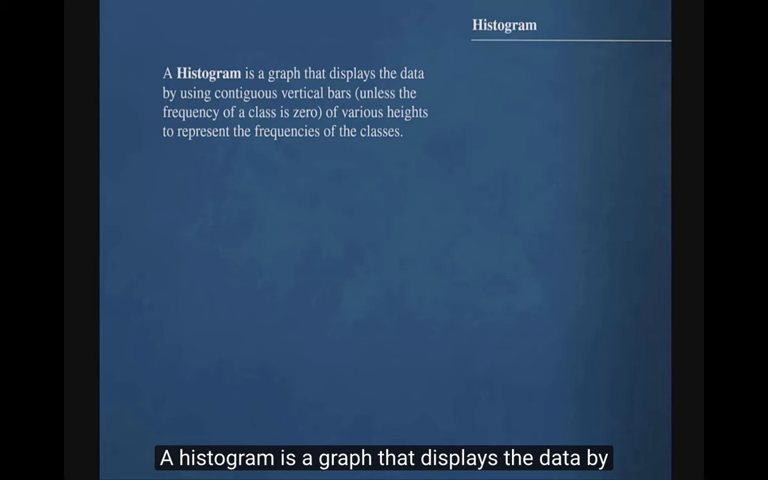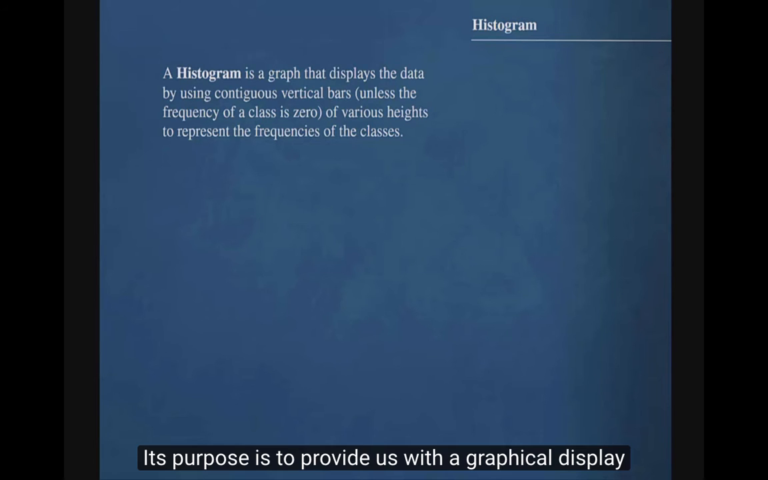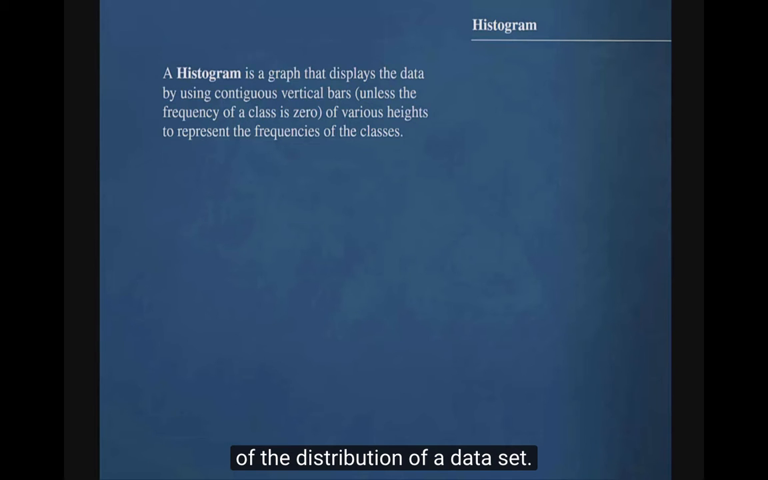A histogram is a graph that displays the data by using contiguous vertical bars, unless the frequency of a class is 0, of various heights to represent the frequencies of the classes. Its purpose is to provide us with a graphical display of the distribution of a dataset.